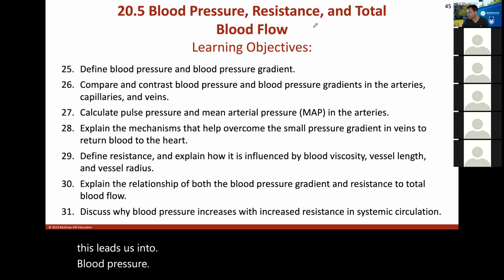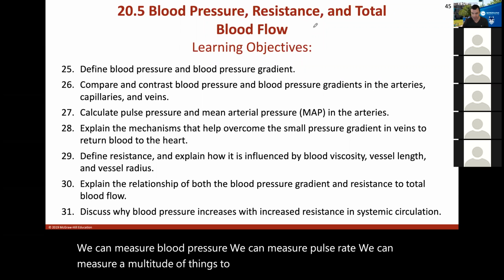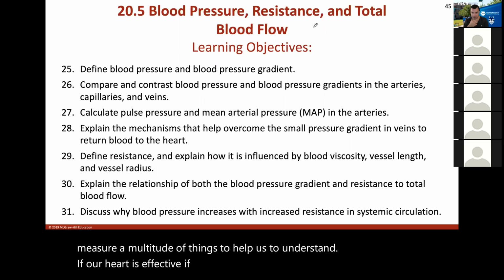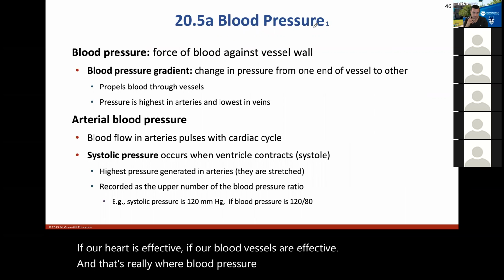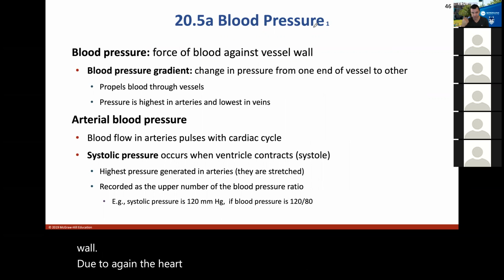We can measure blood pressure. We can measure pulse rate. We can measure a multitude of things to help us understand if our heart is effective, if our blood vessels are effective. And that's really where blood pressure comes in. Obviously, blood pressure is the amount of force against the blood vessel wall, okay? Due to, again, the heart or the blood vessels.